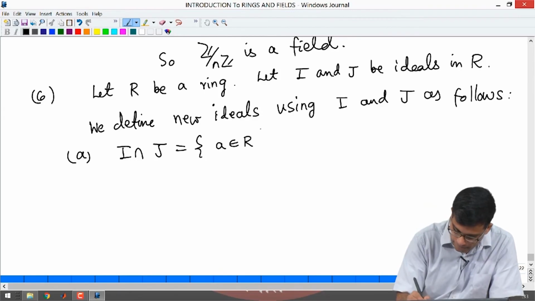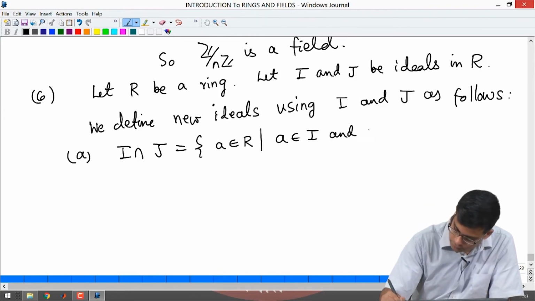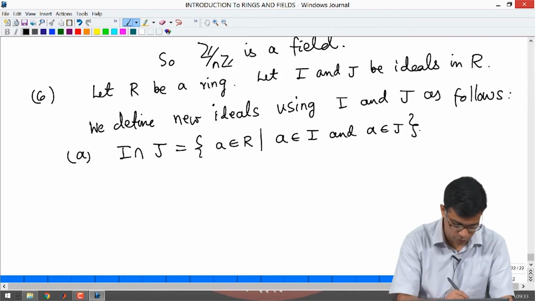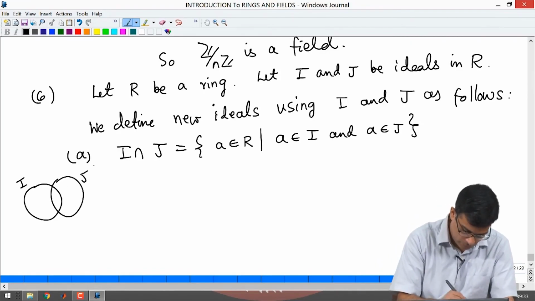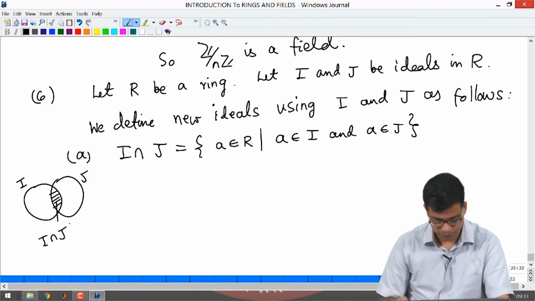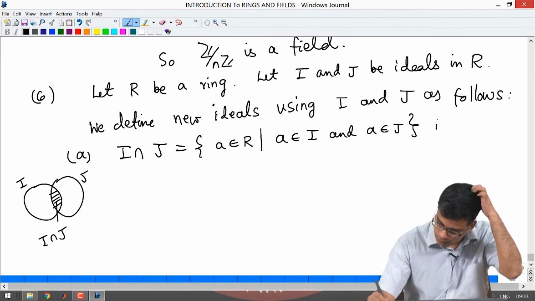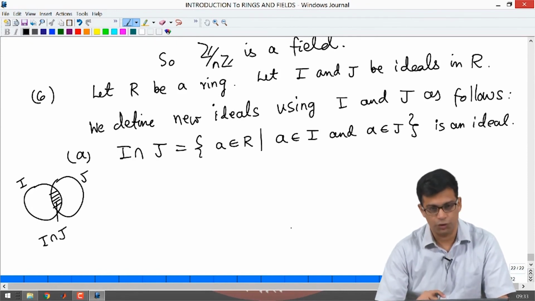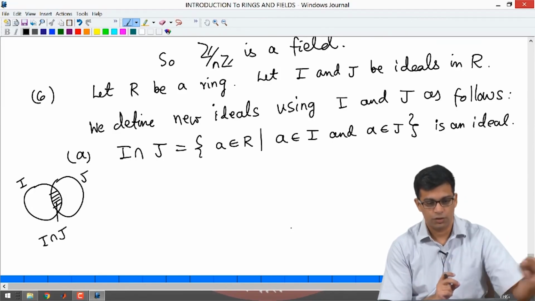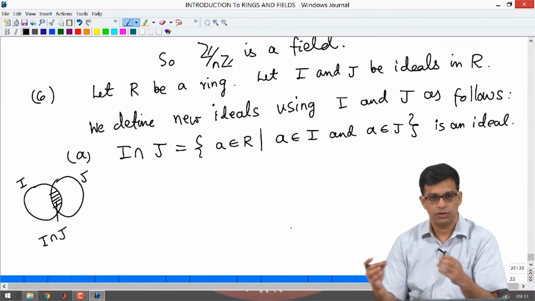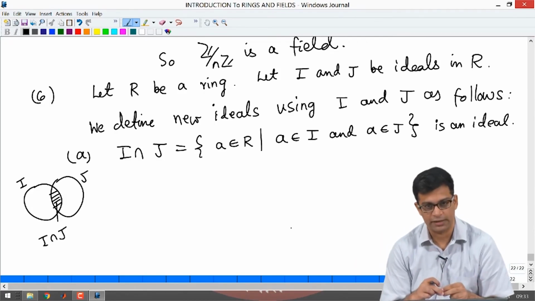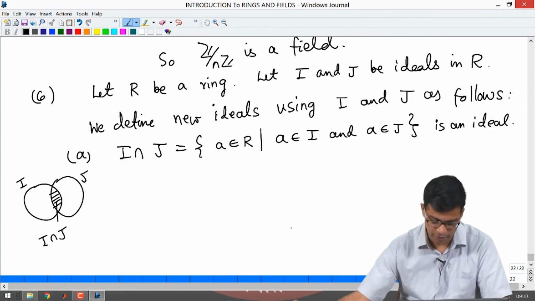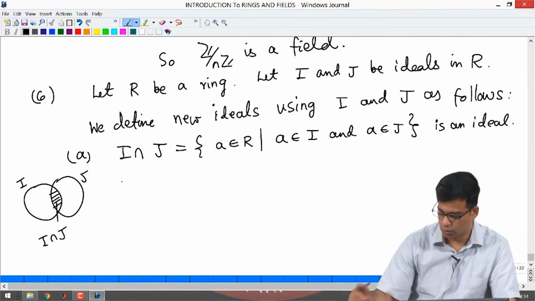These are elements of R which are in both I and J. So, A is in I as well as in J, then that is the intersection, I intersection J. This is an ideal. This is a very easy exercise, I will not do the details. If you take two things in I intersection J, those two things are in I, so their sum is in I, those two things are in J, their sum is in J, so their sum is also in the intersection. If you take something in I intersection J and something in R, the product is in I, the product is also in J, so the product is in I intersection J.